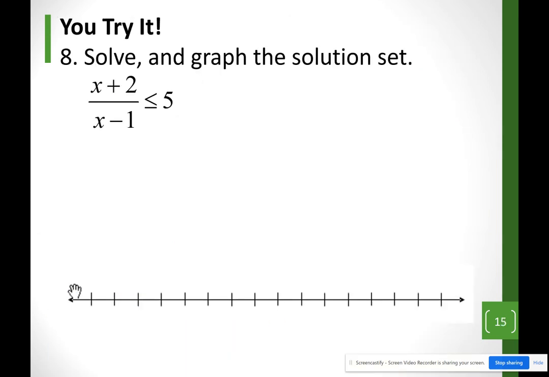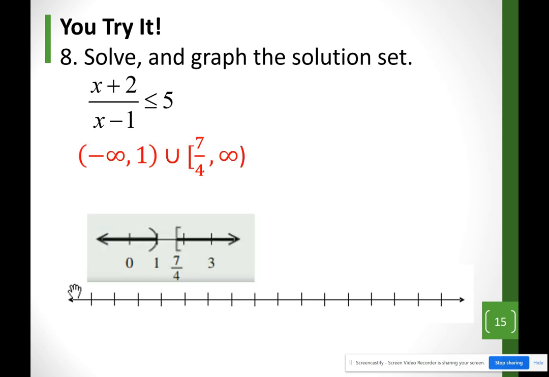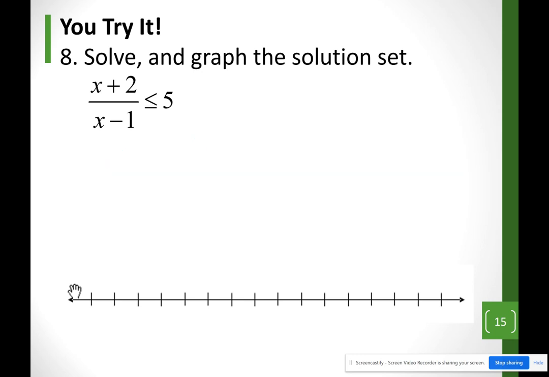Now you guys try this one at home. This is what you guys should get. So let me help you guys a little. Let's work this one out. Just do the first part. x plus 2 over x minus 1, minus 5, less than or equal to 0.